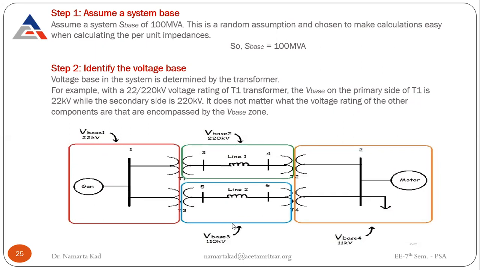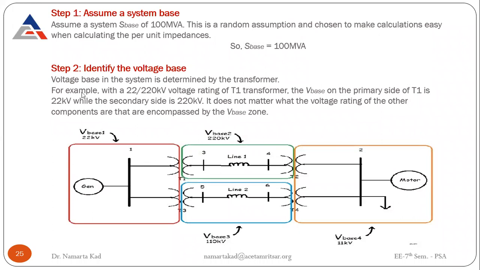Here line 2 works on 110 kV. So the further sections are also distributed. For line 1, the base voltage we are going to choose is 220 kV, and for line 2, we are choosing the base voltage as 110 kV. Here two different sections are also there, and on this side of the section, we are choosing 11 kV as the base value. So in this example, we are dividing the complete system into 4 sections for choosing the base voltage.